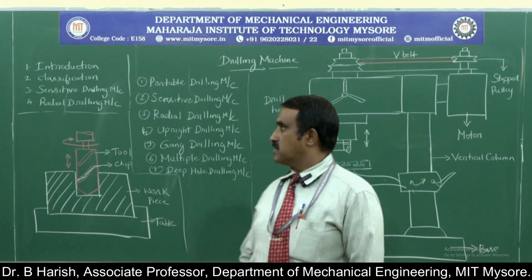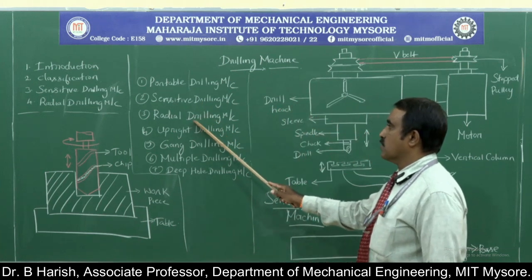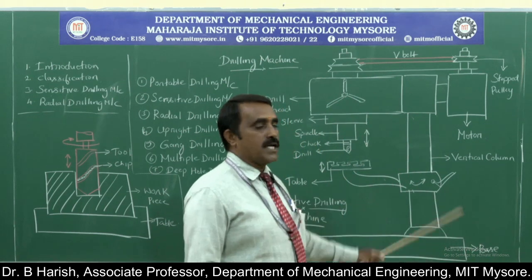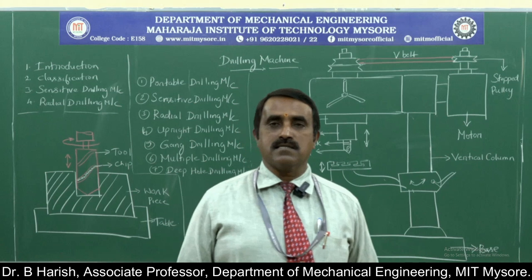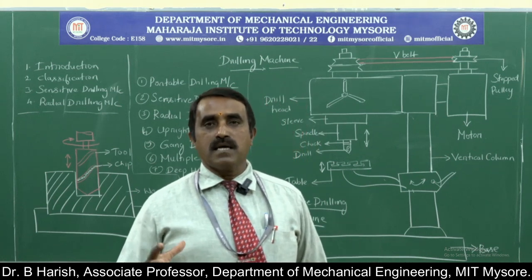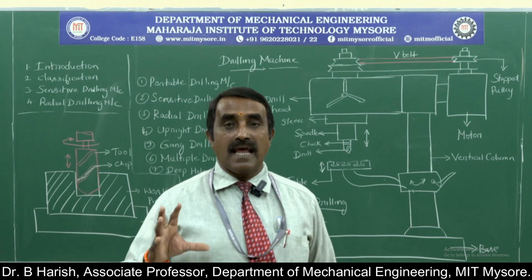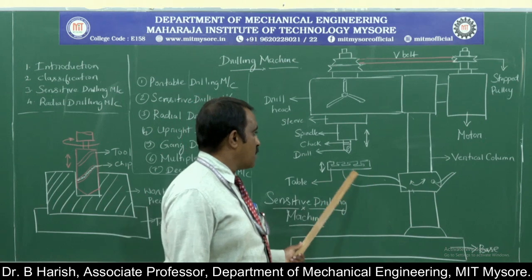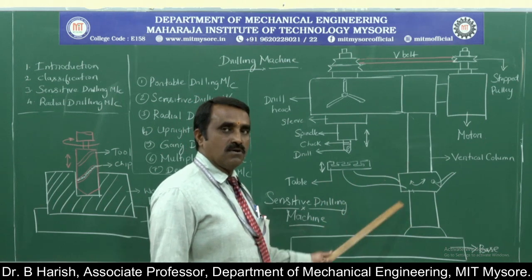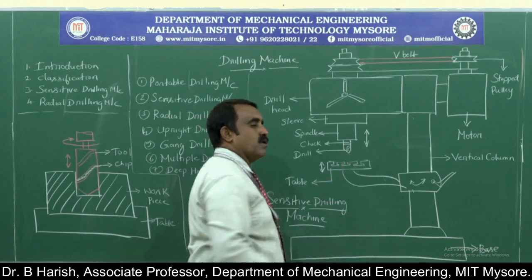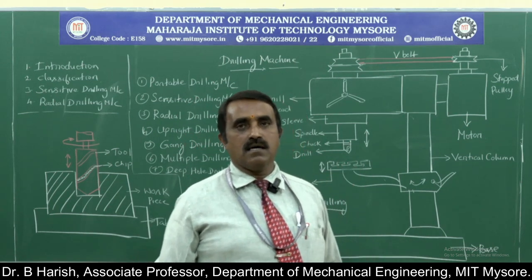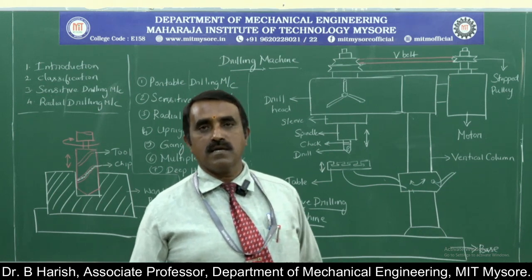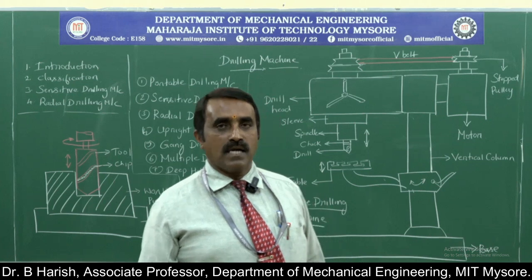Continuing with the classification, next to the sensitive drilling machine is the radial drilling machine. The drawback of the sensitive drilling machine is that a bigger size of job cannot be held and a larger size hole cannot be drilled. That is a limitation of the sensitive drilling machine. Here the table is fixed on the vertical column, so on the table I cannot hold a very big size job. That is the drawback, and there is also a limitation on the size of the hole that can be drilled.